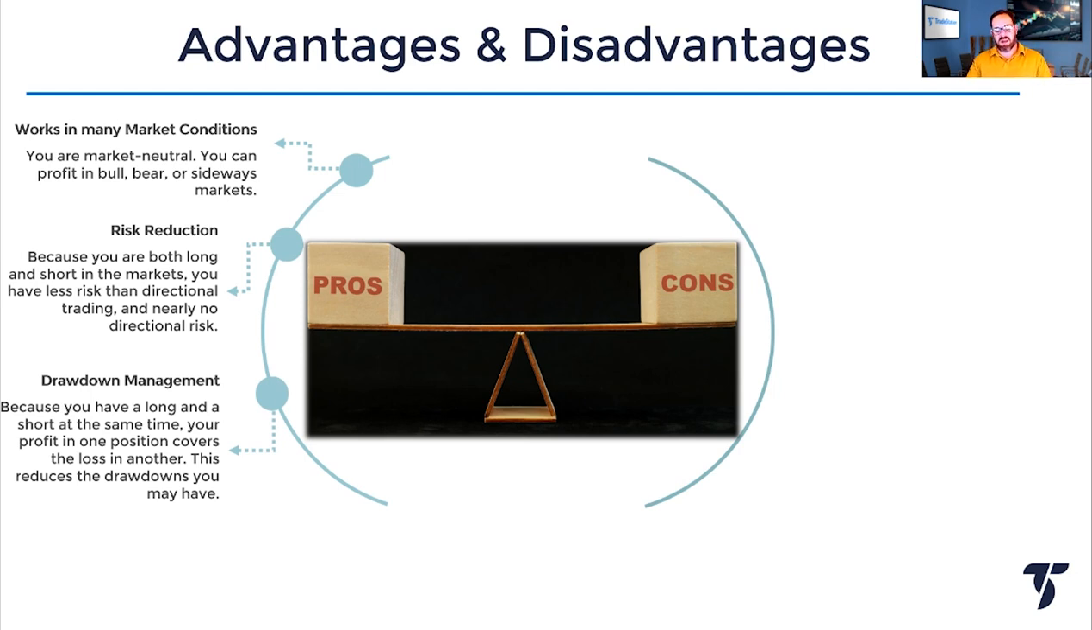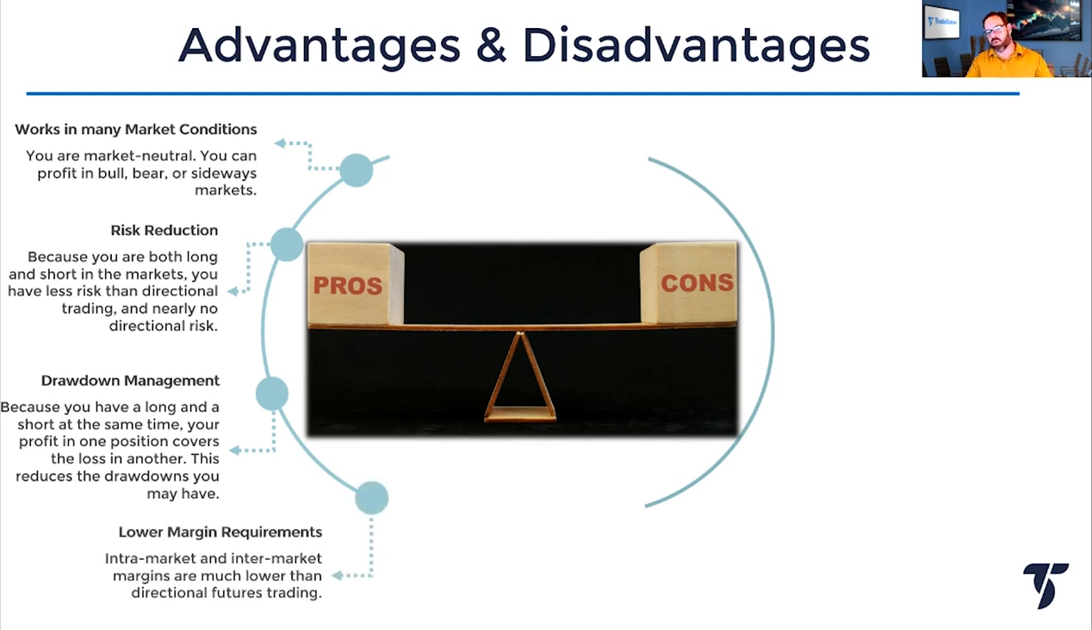The other problem is, though, if you have less risk, you always have less reward. You can't have one without the other. So if you want to have more reward, you've got to have more risk. And because the risk is lower in spread trading than it is directionally, we have lower margin requirements.